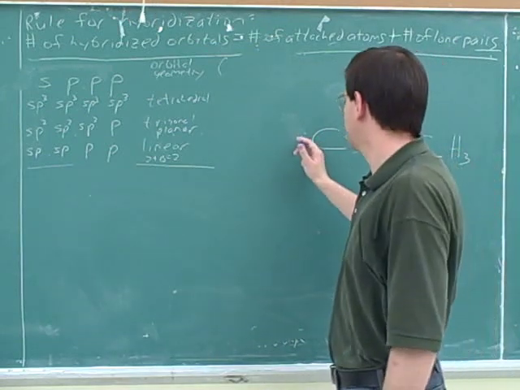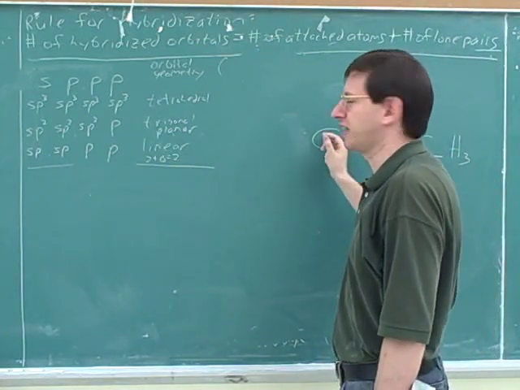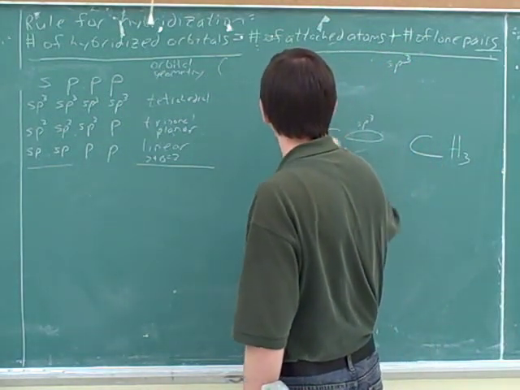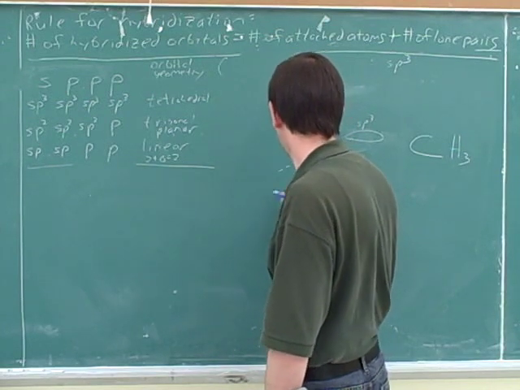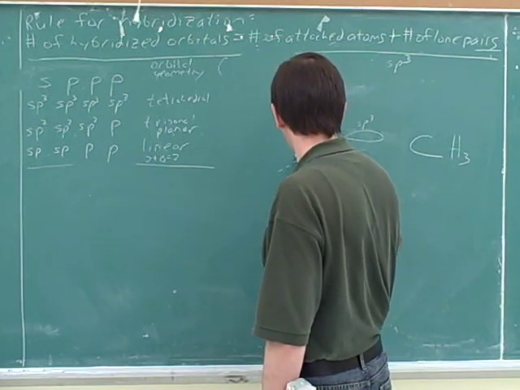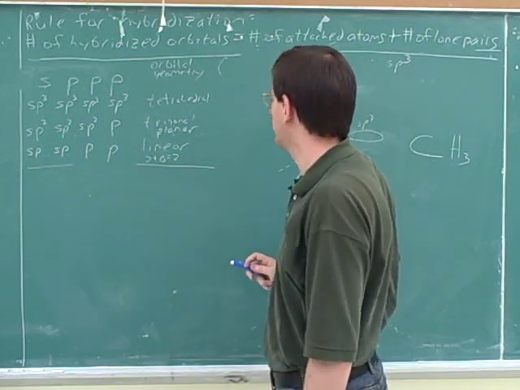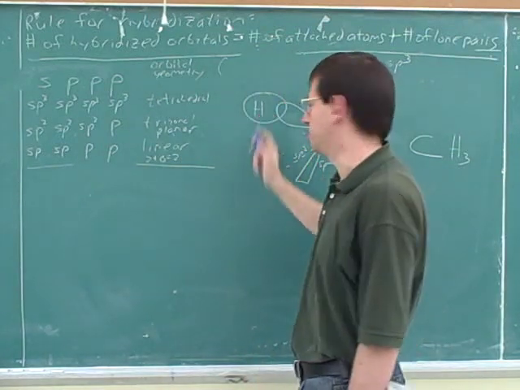So what type of orbital is it using to bond to the hydrogens? sp3. That's right. And what type of geometry will we be taking here? Tetrahedral. Right. What type of orbital is the hydrogen using? Well, all hydrogen has is an s orbital.